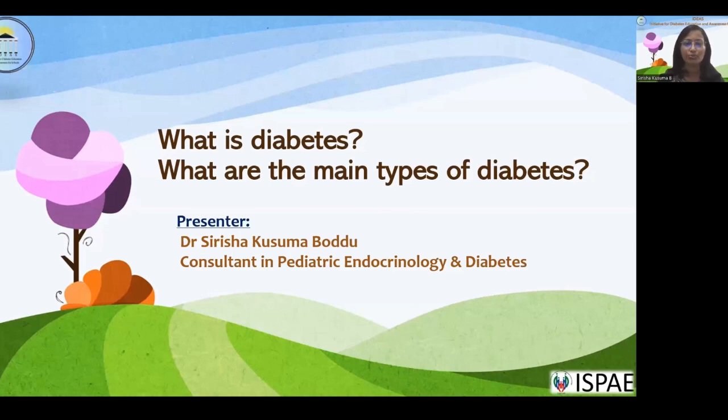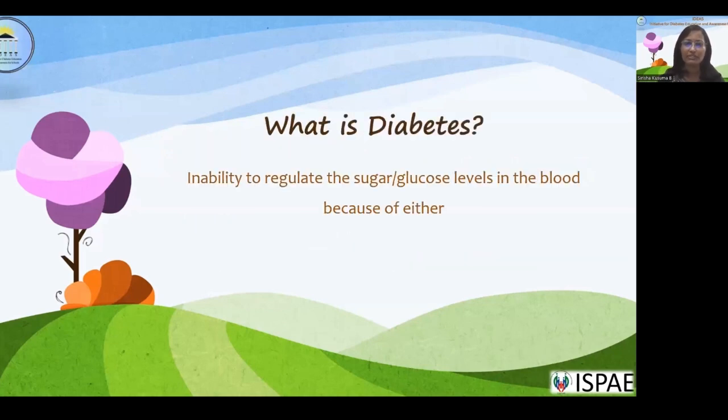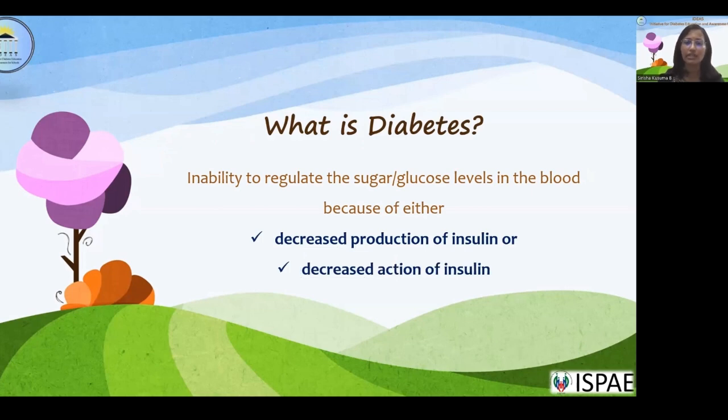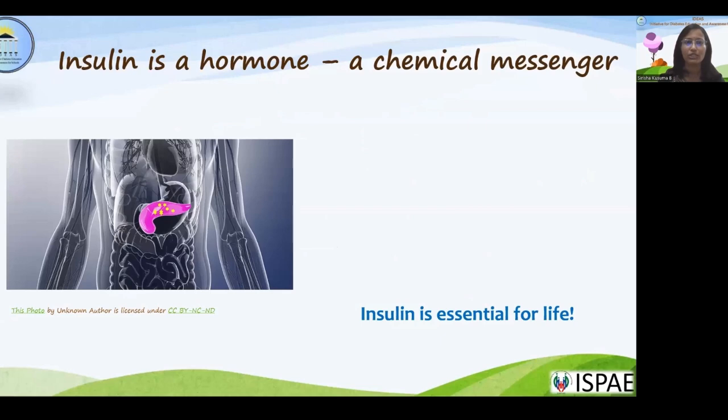What is diabetes? What are the main types of diabetes? So diabetes is a state of inability to regulate one's own glucose levels or sugar levels in the blood. This can happen either because there is a decreased production of insulin or there is a decreased action of insulin. So either the insulin is not sufficient in the body or there is enough insulin but it is not working properly.